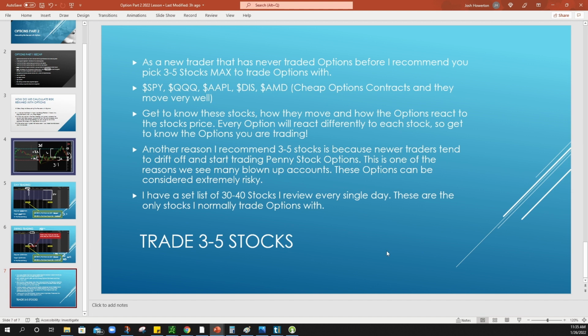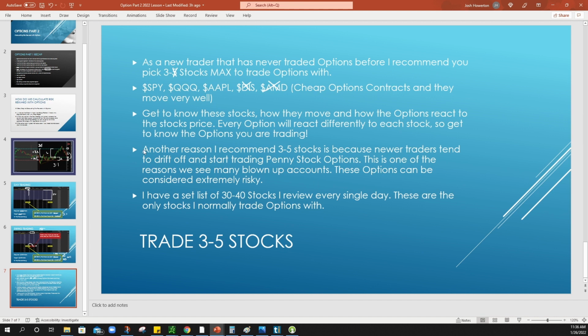Definitely recommend you start with the Qs. That's number 2. Apple. They're cheap. They move. They're a little bit safer. They're not as crazy, right? Apple's a great one. If you had to pick 3, I would pick those 3 right there. Now, I threw an extra couple in there, maybe Disney, AMD, right? But those 3 right there. So scratch the 3 to 5. Focus on 3: SPY, the Qs, or Apple. Cheap option contracts, and they move very, very well.